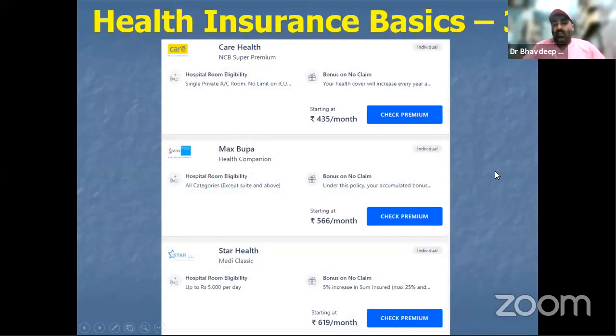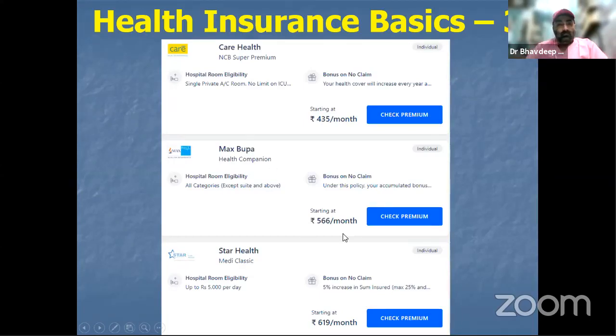So let me now give you a differential company-wise, which might be available. Care Health or Religare plans. NCB Super Premium is the plan name, starting at 435 per month. Bonus no claim, and all the details you can check. These all things would be available on Policy Bazaar and Bank Bazaar as well, those sites which offer these things.